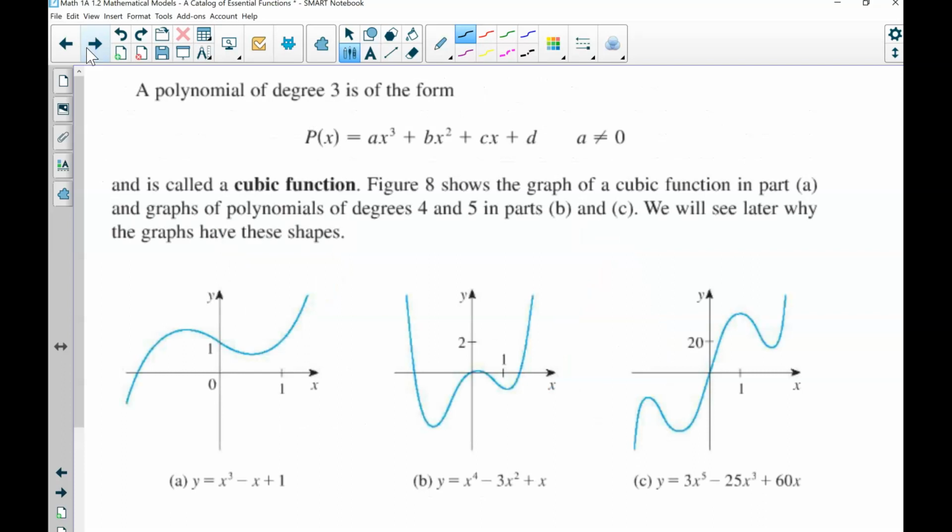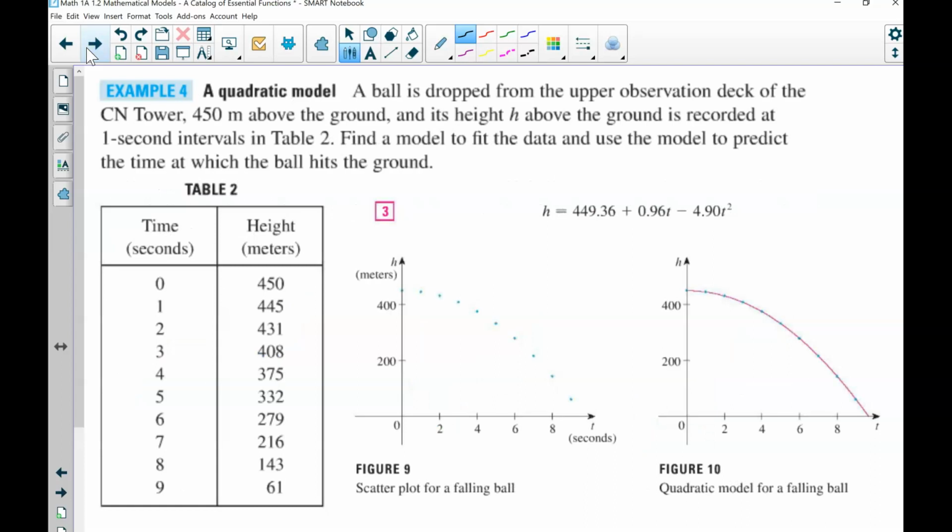Now a polynomial of degree 3 is of the following form, and it's called a cubic function. If you look at figure 8, it shows the graph of a cubic function in part A and graphs of polynomials of degrees 4 and 5 in parts B and C. We'll see later why the graphs have these particular shapes. Now, polynomials are commonly used to model various quantities that occur in the natural and social sciences. When we get to section 3.8, we'll explain why economists often use a polynomial to represent the cost of producing x units of a commodity.